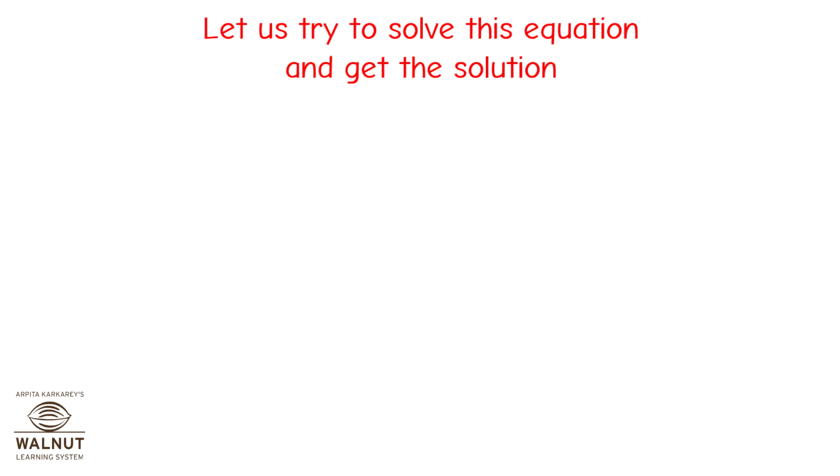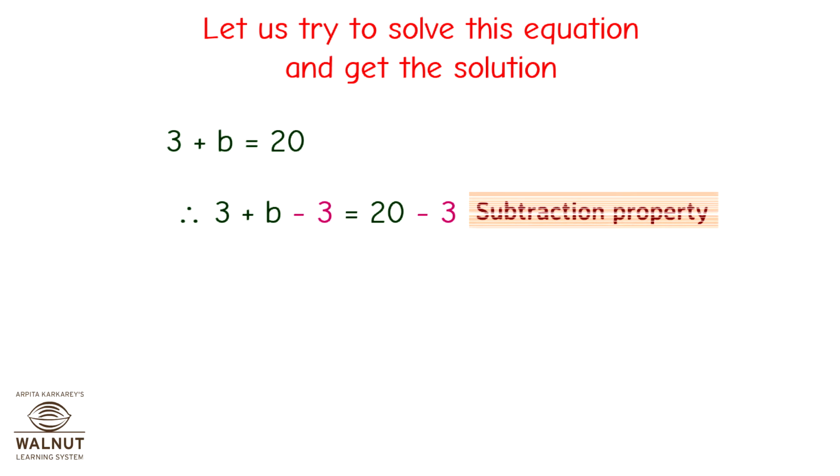Let us try to solve the equation and get the solution. 3 plus B is equal to 20. Since we have 3 plus B in the equation, we subtract 3 from both the sides of the equation to get the value of B. Therefore, 3 plus B minus 3 is equal to 20 minus 3. Here, we are using the subtraction property of an equality.